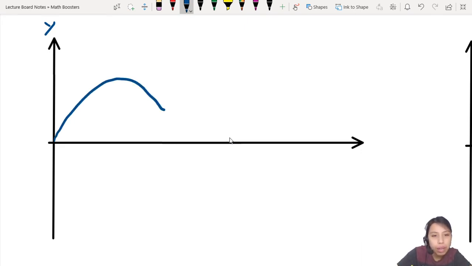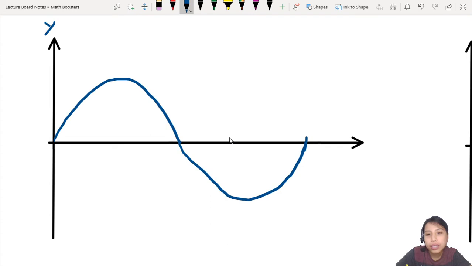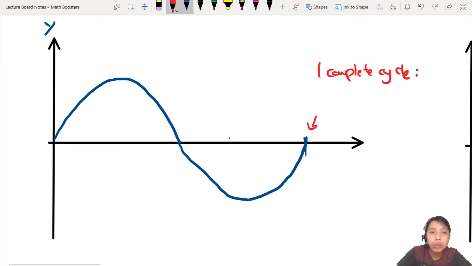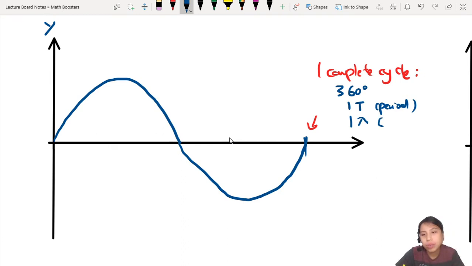You need to know that one complete cycle will look like this, like a wave. Okay? This here is one complete cycle. In terms of angle, that is 360 degrees. If you say one complete cycle in time, then this is one period of oscillation, one T, period. One wavelength, one lambda, one full cycle is one wavelength. So this is in terms of length, in space.